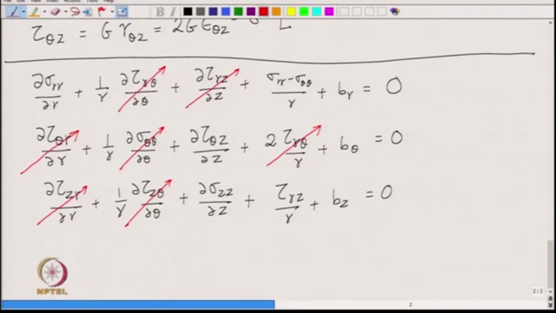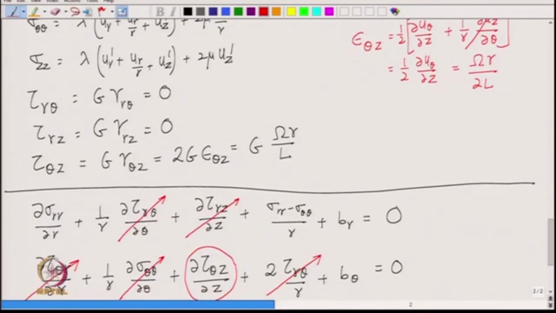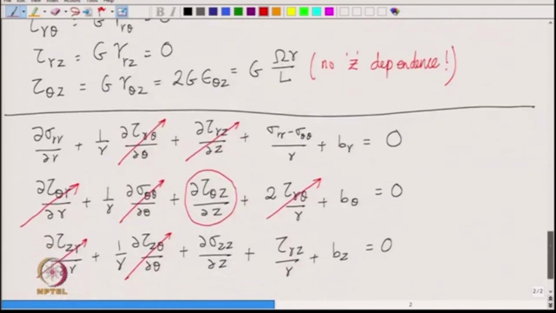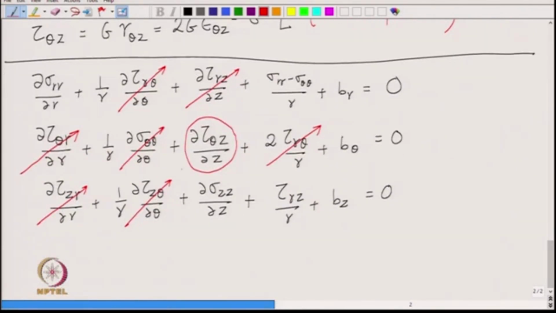All right. What more can we say? What about del tau theta z over del z? So, what about this term? So, look for the expression for tau theta z. So, tau theta z has no z dependence, it is only a function of r. So, del tau theta z by del z would also be automatically 0. So, this is also 0. So, you see lots of cancellations.